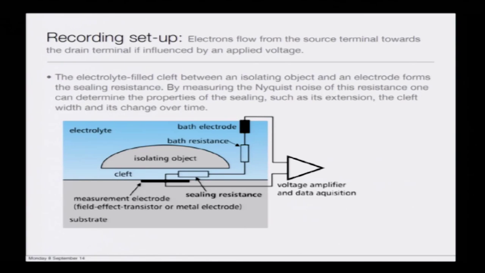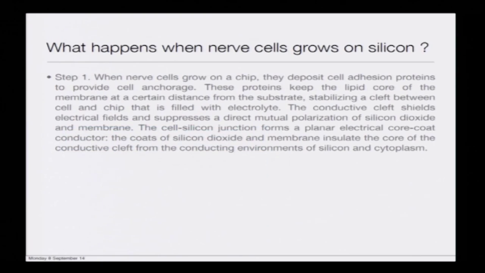Okay. The electrolyte-filled cleft between an isolating object and an electrode forms the sealing resistance. By measuring the Nyquist noise of this resistance, one can determine the properties of the sealing, such as its extension, the cleft width and its change over time. So, this is exactly how these measurements are being made.